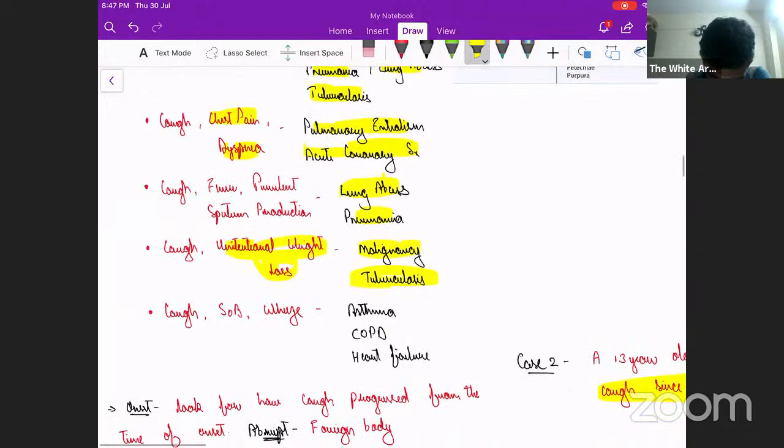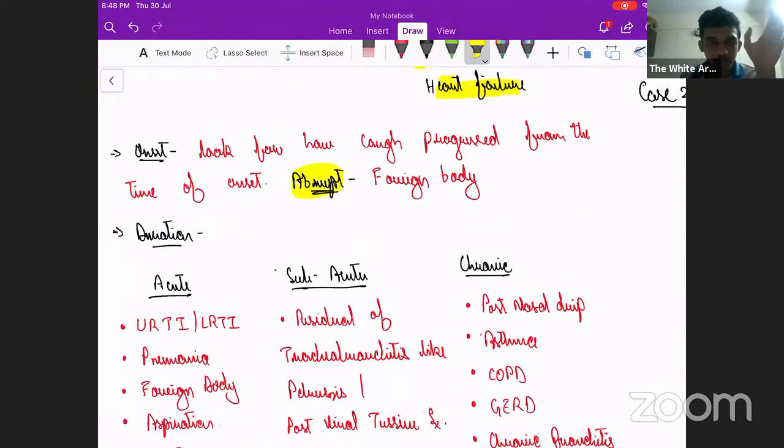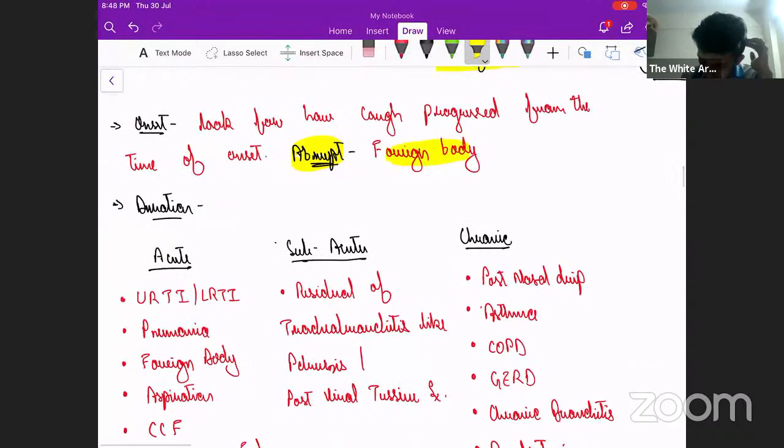Then if cough comes with shortness of breath, wheeze and all, then what will you have in your differential? Acute asthmatic attack, acute exacerbation of COPD and heart failure. These should be on top of your mind. And these need rapid evaluation and treatment, or else the patient will deteriorate very fast. Okay. So next is onset. We should usually think of foreign body if there is any abrupt onset. Okay. Next, as such, we can't comment much on onset of cough because it is almost always sudden in onset. So don't mention too much on onset.